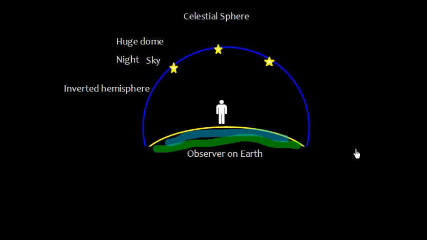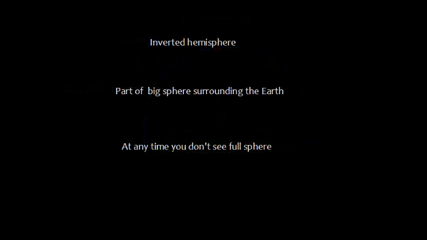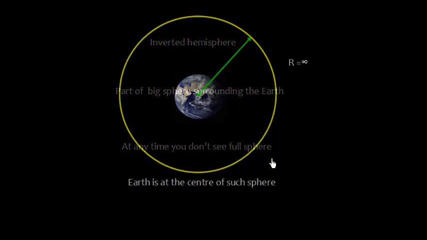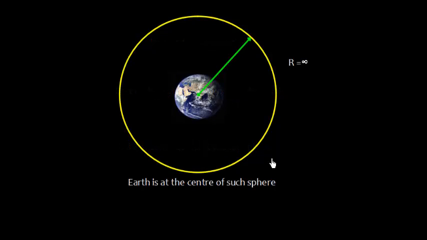What is the celestial sphere? Well, as an observer on Earth, if you look at the night sky, you will see that it appears as a huge dome or sort of inverted hemisphere. Now, this inverted hemisphere could be a part of a big sphere surrounding the Earth, and of course, at any time you don't see the full sphere. You will not be able to see the full sphere at any time. We can consider that Earth is at the center of such a sphere.